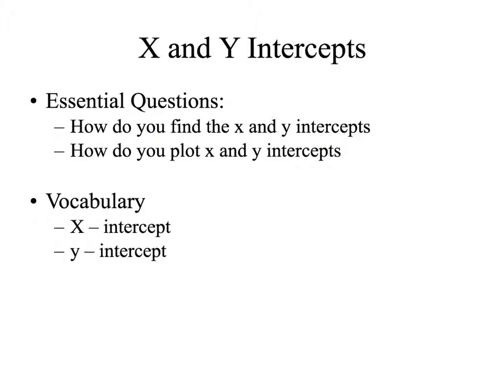Like I said in the first slide, we're going to be looking at x and y intercepts today. Your x-intercept is where your line crosses the x-axis. A y-intercept is where your line crosses the y-axis. So we're going to be looking at those two ordered pairs. You get one ordered pair for the x-intercept, you get one ordered pair for the y-intercept.